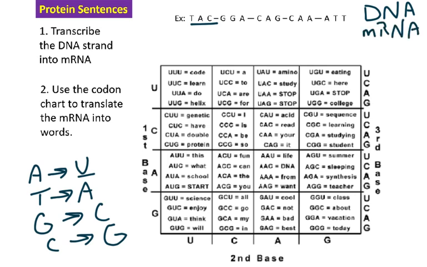and I'm using a really bad stylus, so be patient. It's going to be AUG for that first one. And then we say, all right, let's go to the next one. So we have GGA, so that becomes CCU. And then we say, all right, next one would be, so the DNA is CAG, so it becomes GUC.